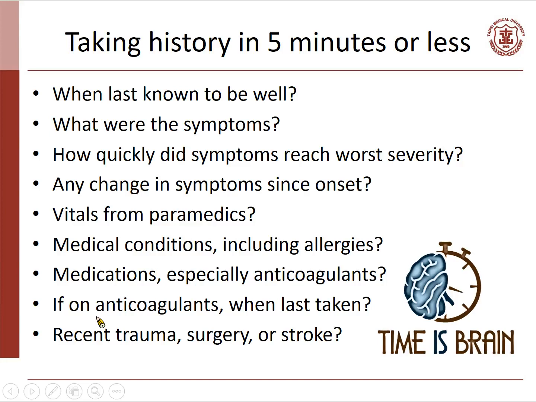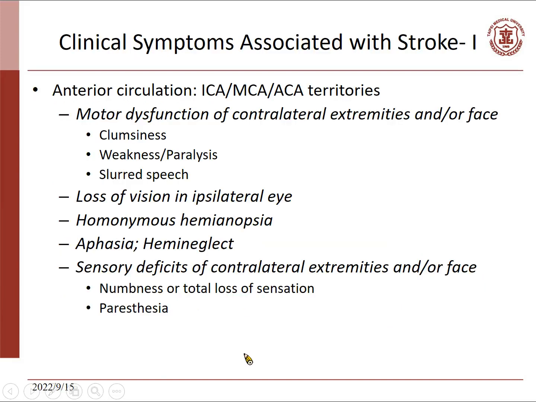If a patient has anticoagulant therapy, we need to know when it was last taken. Sometimes intracranial hemorrhage may be caused by anticoagulant use, or by other causes like recent trauma, surgery, or recent stroke. The clinical symptoms we have mentioned before for anterior circulation are motor dysfunction, loss of vision, hemianopia or visual field defect, speech problems such as aphasia, and sensory deficit.